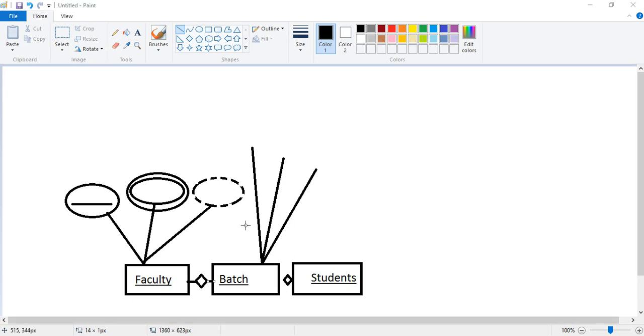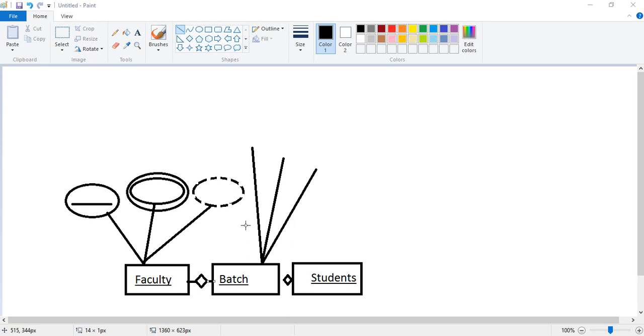So guys, I have used this Paint tool, but I don't recommend you to use it. You have professional tools for designing diagrams, that is Microsoft Visio, and there are other tools like VP UML, Visual Paradigm, where you can create these diagrams, and some other tools where the diagrams can be created in a more specific and beautiful manner.